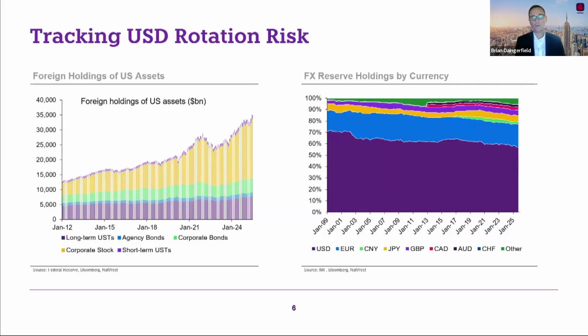Additionally, foreign holdings of US assets have ballooned in recent years. And in particular, equity holdings, corporate stock holdings, the yellow bars on the left-hand side, has really picked up a lot. International investors, whether that be because there hasn't been a better growth story than the US, there hasn't been a better equity story than the US, or because the US is seen as the store of value global safe haven, international investors have flooded US markets.